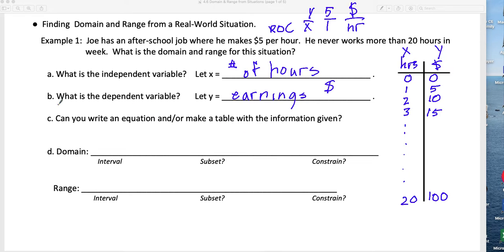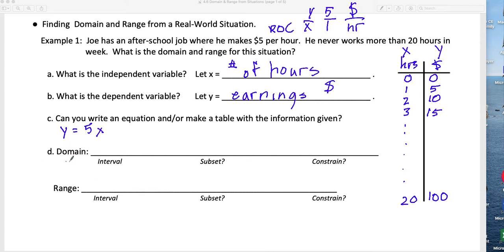Now, I think at this point I could write an equation. I've got a y-intercept right here. I've got a rate of change. This would be my initial value. So I could write an equation, but at this point I don't really need one. But let's go ahead and write it anyway, since we know what it is. There's my $5, which is my rate of change, and there's my hours.